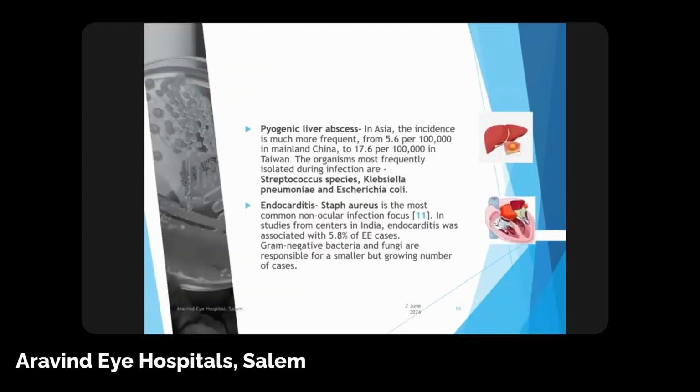Pyogenic liver abscess: Streptococcus species and Klebsiella, more common in Asia. Endocarditis: Staphylococcus aureus is the most common, and in India, in this study, out of all the endogenous endophthalmitis cases published, 5.8% of them were due to infective endocarditis.